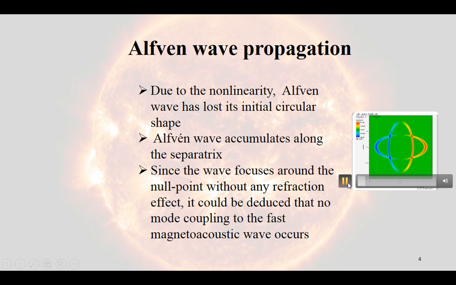Here we have the behavior of the Alfvén wave around the null point. Due to the nonlinear effect, the Alfvén wave has lost its initial circular shape and accumulates along the separatrices. It must be noted that one of the important characteristics of fast magnetoacoustic waves is their refraction around the null point. Since there isn't any refraction around the null point, it could be concluded that in the nonlinear regime there isn't any coupling between the Alfvén wave and the fast wave.